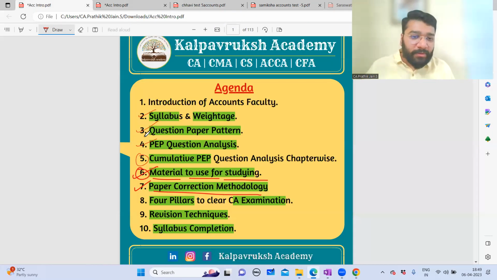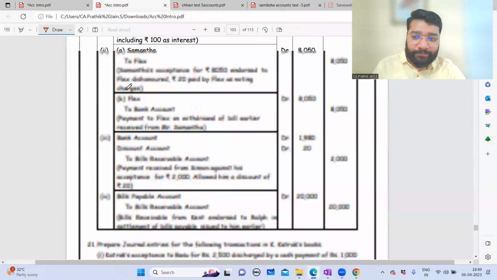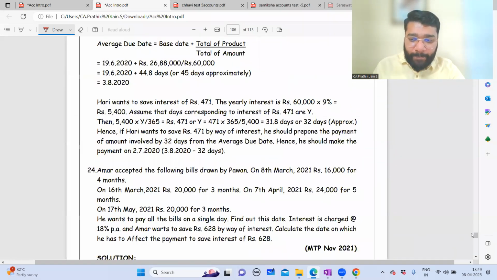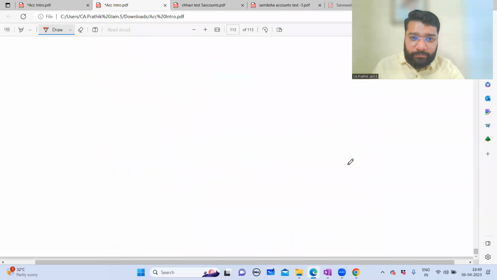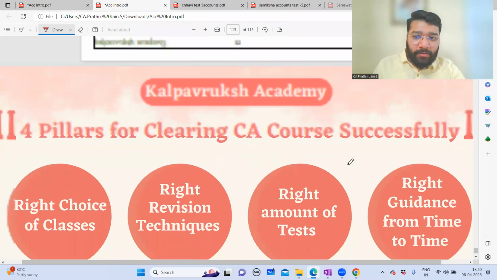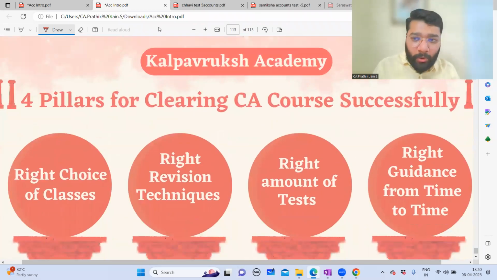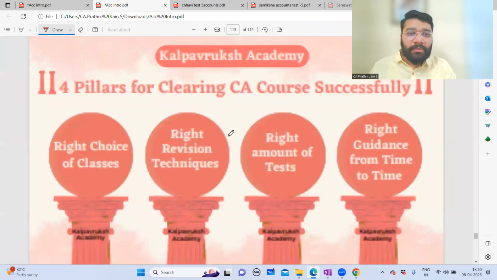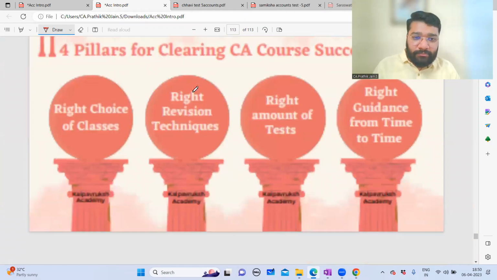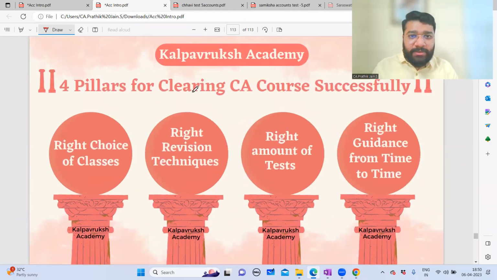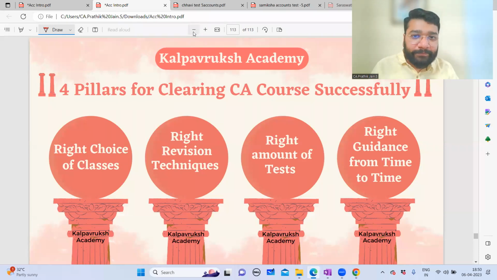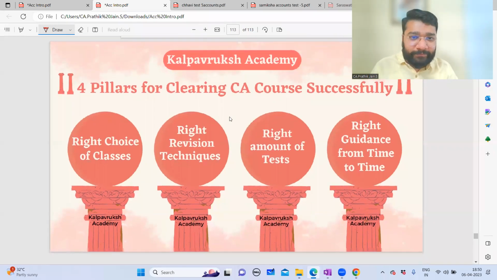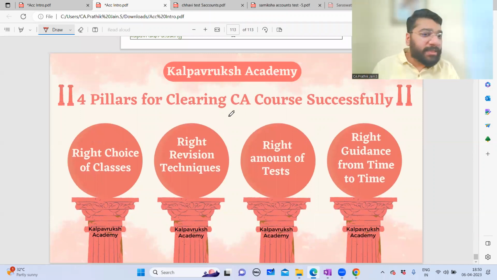Moving on. The 4 pillars that are required to clear any CA examination. I feel this is a very, very important point, which you have to put nicely into your head. Can you see this screen, all of you online people? Yes, sir. 4 pillars for clearing the CA course successfully.